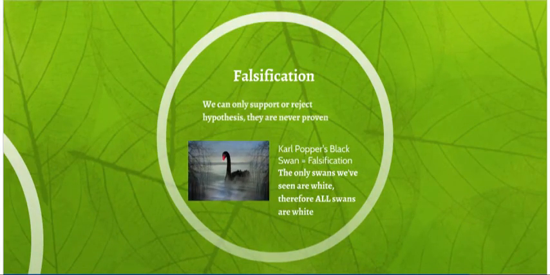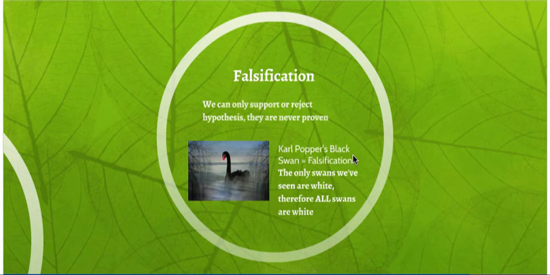And then in terms of supporting or rejecting our hypothesis, one way that we can do that is through what's called falsification, especially if the hypothesis has been formed using inductive reasoning. And this dates back to Karl Popper, who came up with this example of a black swan.